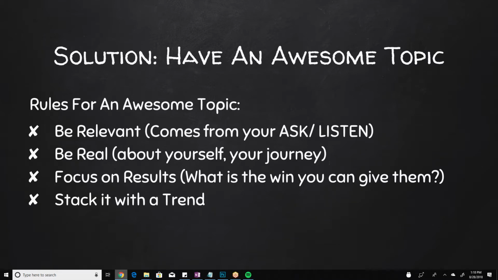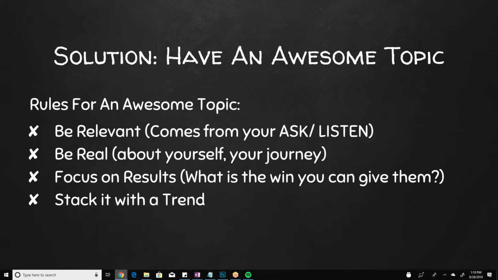Okay. The next thing, and this is what I want to dive deeper into today, is this idea that you want to stack your topic with a trend, right? I didn't even see that alliteration. Stack your topic with a trend.